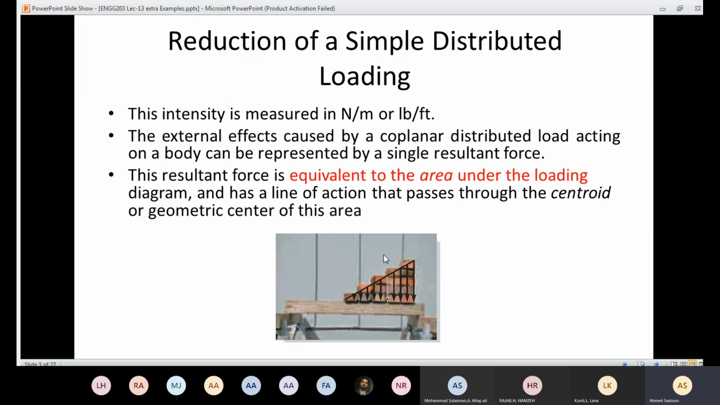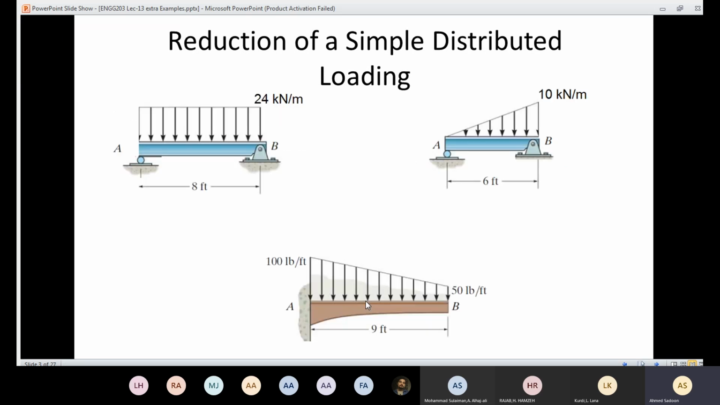Then once I know the amount of the resultant force, I need to know the location of that force. If you are going to draw the line of action for that single resultant force, it is going to pass through the centroid or the geometric center of that area. So the line of action of the equivalent resultant force is going to pass through the centroid, or the geometric center, of that area.